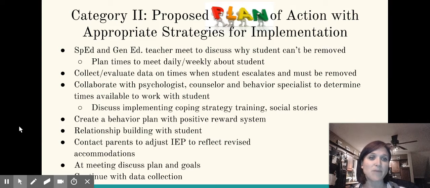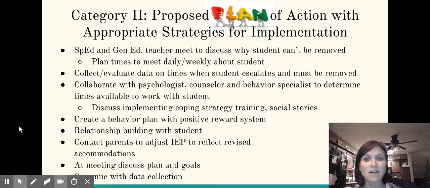Have them plan a time to meet daily, whether it's just a pop in, hey, how's Carl doing today? How's his plan working? What's the data going on? Or if it's weekly, just have them be able to touch base so that they can discuss that student and work together at helping that student be successful.